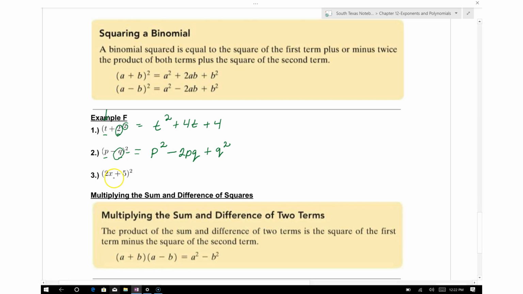So in this case, you have 2x plus 5 raised to the second power. So you're going to square the first term, multiply 2 times 5 times 2x, so 2 times 5 is 10, times 2 is 20x, and then the last term you're going to square it, so it's 5 squared. So this is going to be 2 to the second power, which is 4x squared, plus 20x, plus 25.